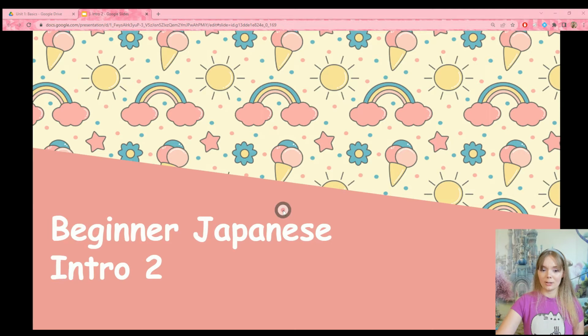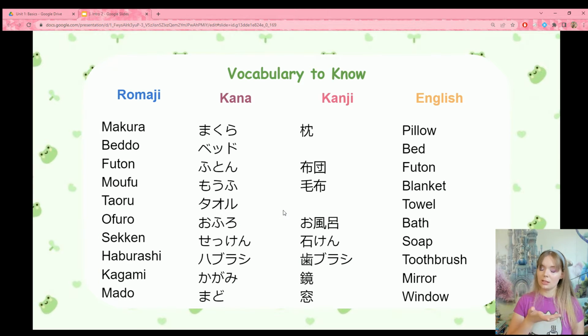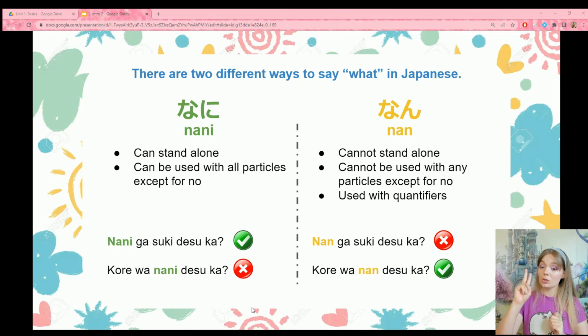So let's get started. First up, this is the vocabulary that you were supposed to memorize for your homework. If you need to, you can pause this video, take a picture, and reference it as needed throughout the lesson. Now, there are 2 different ways to say what in Japanese. They are technically 2 different versions of the same word. They do have the exact same kanji character, and how you read it is going to depend on the grammar of the sentence. So it is important to know how they're different.